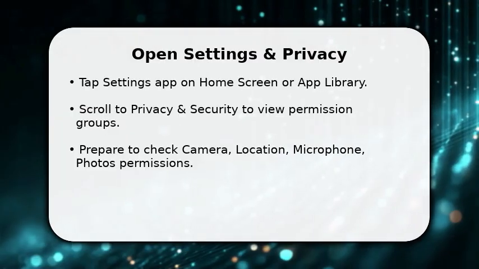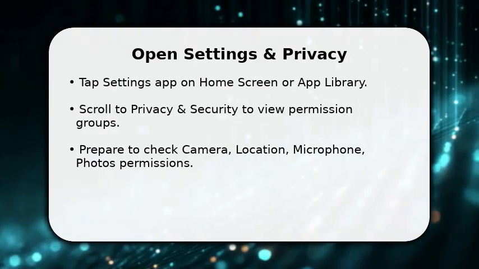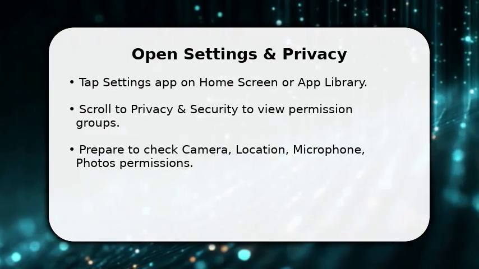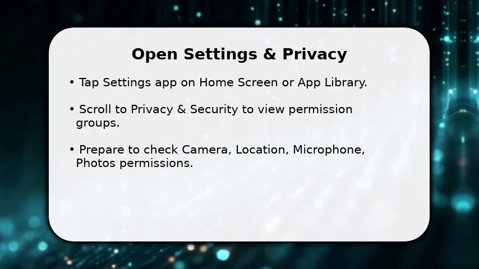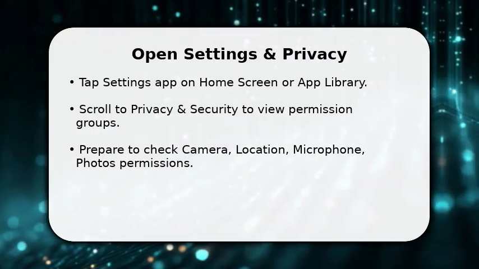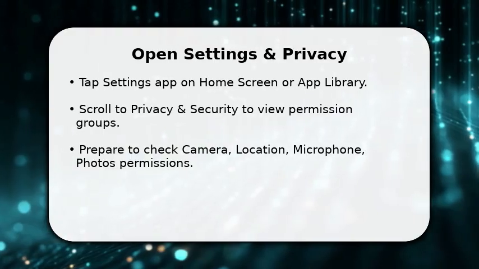You start in Settings because iPhone centralizes permissions there. This saves time and avoids hunting through each app. Tap Settings, then scroll to Privacy and Security. This is where groups like Location and Camera live.